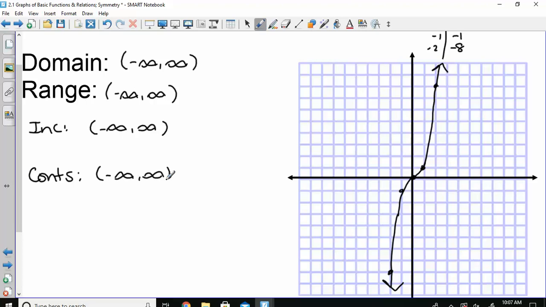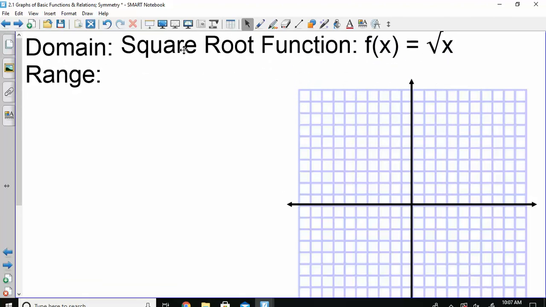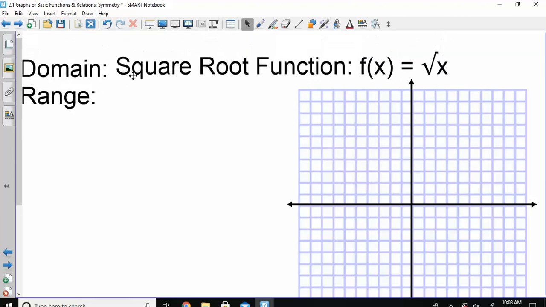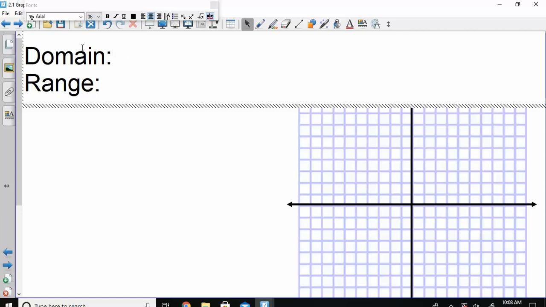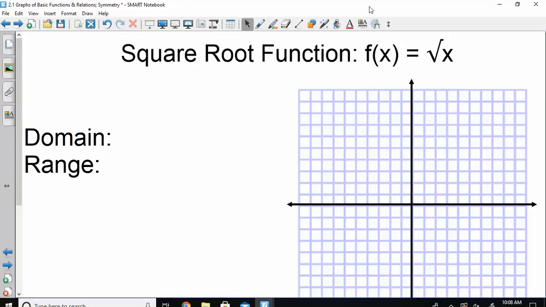So far, so good? We have 3 more common functions to look at. Thank you. I don't know what happened here. All my stuff shifted. Alright, so square root function. If we don't know what it looks like, we know we can make a t-chart.